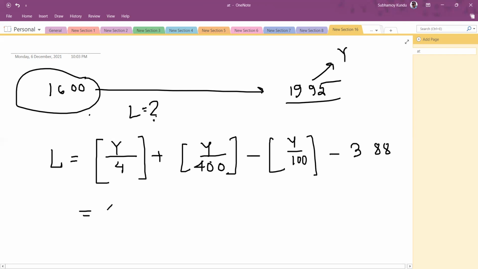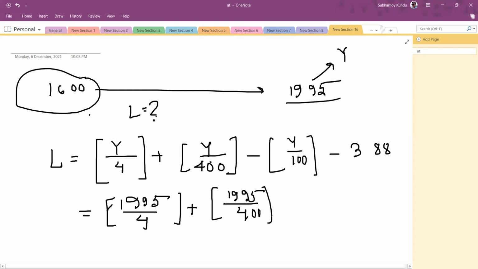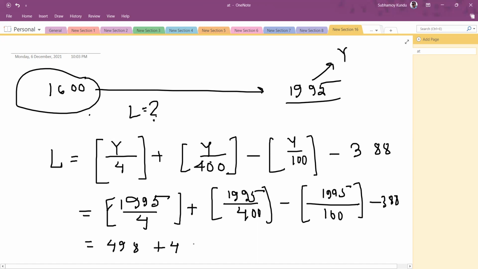That means floor of 1995 by 4, 1995 by 400, minus 1995 by 100, minus 388. That is 498 plus 4 minus 19 minus 388, which equals 95. So in between, there are 95 years that were leap years.